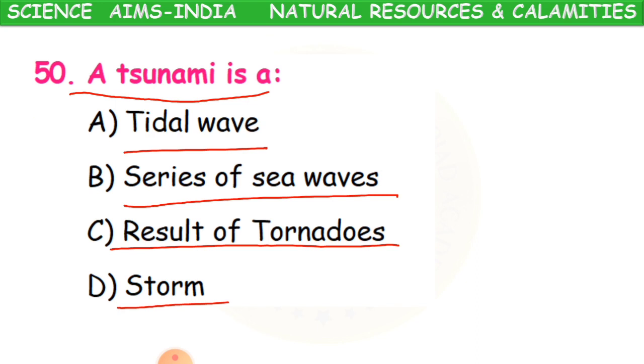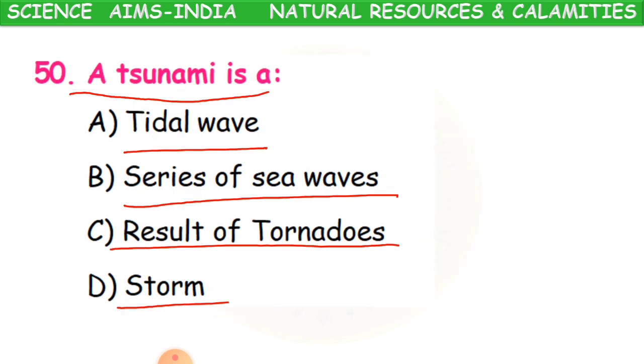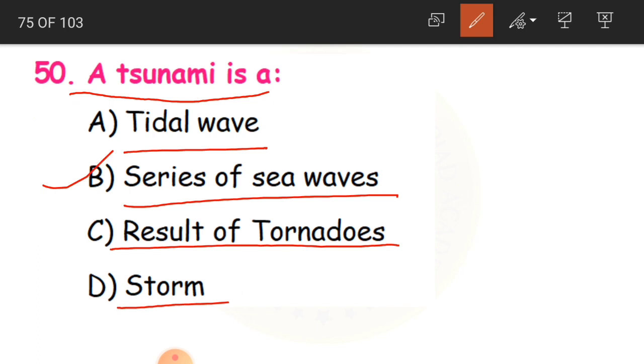1 after the 2, 2 after 3, 3 after 4, like that continuously you will have numbers following the previous number. So even the sea waves which are going to come continuously, then there is a possibility of this tsunami. That is why a tsunami is a series of sea waves. Clear children? Yes, B is the correct answer.